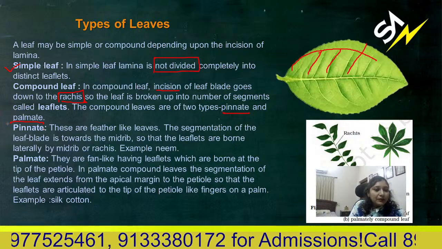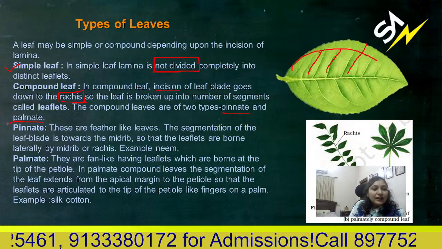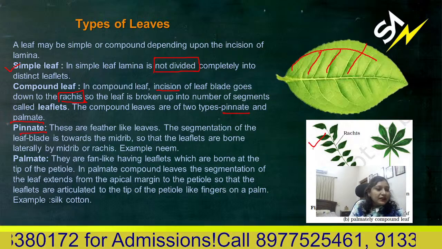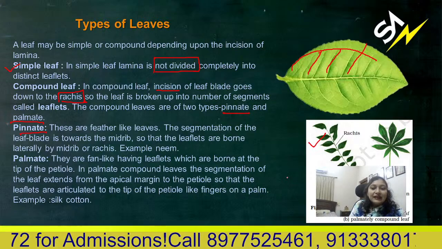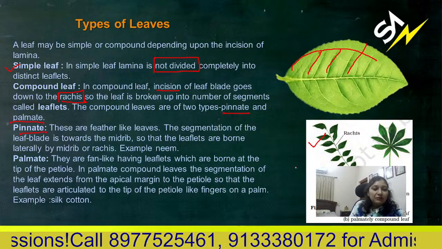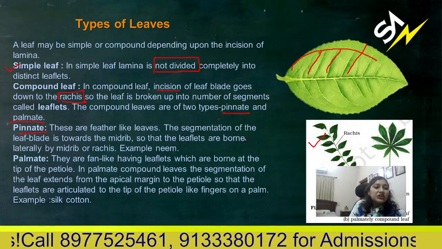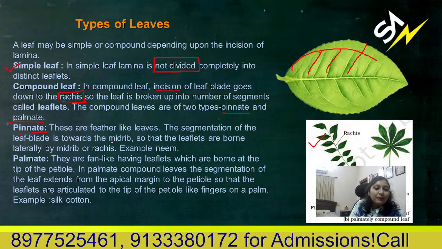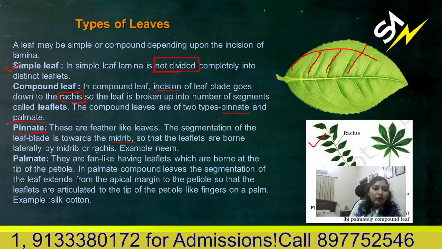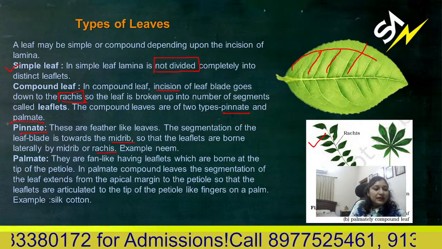Pinnated and palmated. So these are feather-like leaves, pinnated leaf. This is pinnated leaf. Okay, neem leaves are an example of pinnated leaf. Segmentation of the leaf blades is towards the midrib, so that the leaflets are borne laterally by the midrib or rachis. So the example is neem.